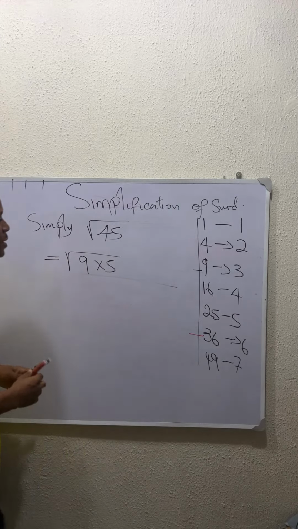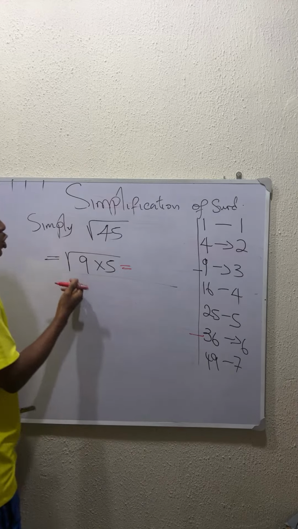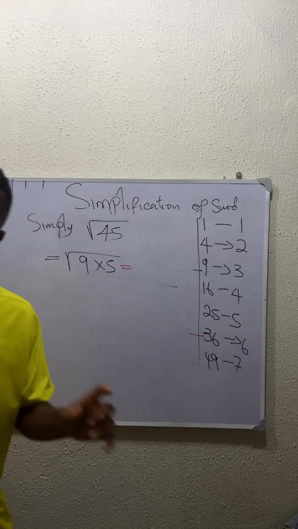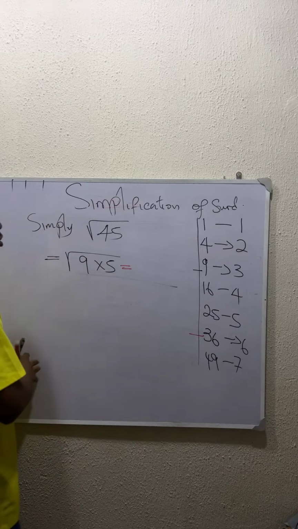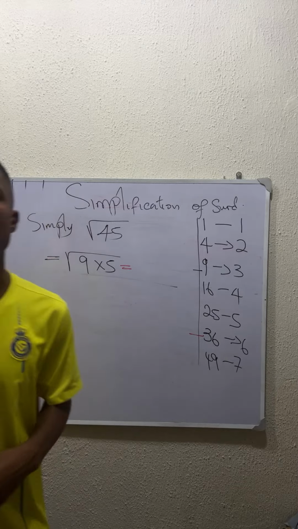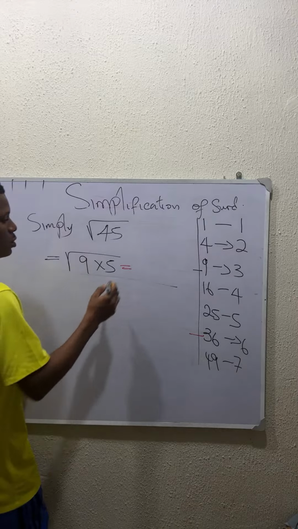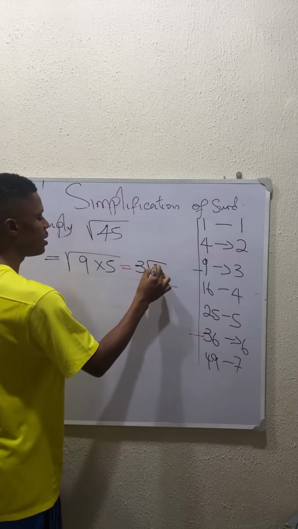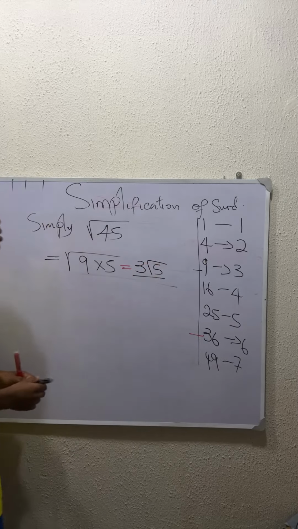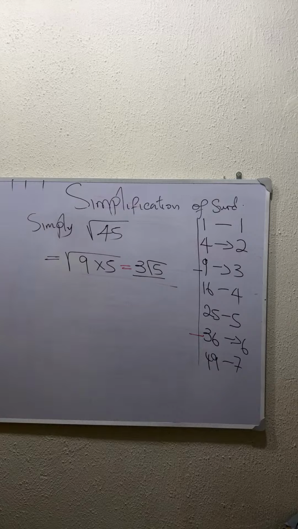So what do you do next? It's very simple. You take the square root of the perfect square. So what is the square root of 9? Let me know the answer in the comments. The square root of 9 is 3. So the answer is 3 root 5. Okay? The answer is 3 root 5. Thank you for writing 3.